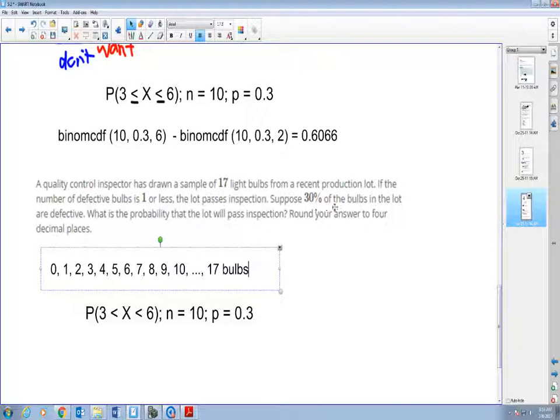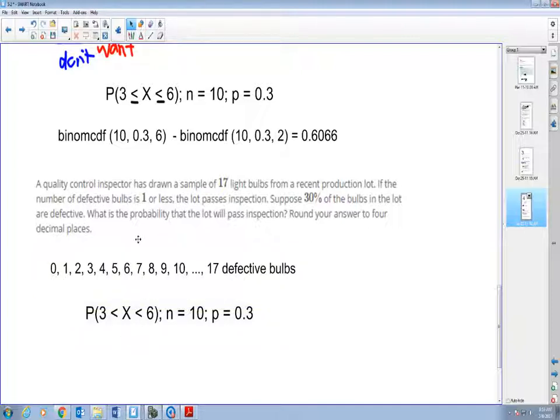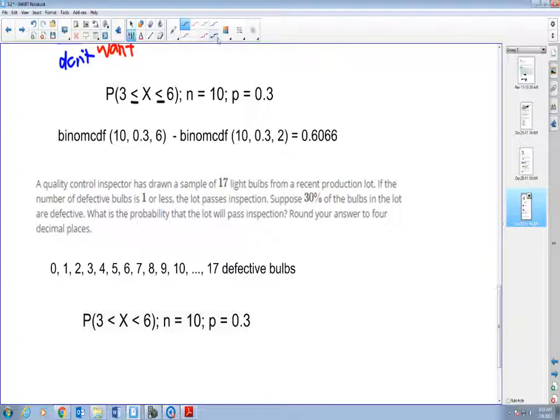So you've got to be careful. This 30% is referring to defective. So 0 to 17 defective light bulbs. Okay, that's the way you look at it. You think about defective light bulbs. If it's 1 or less, that means what I want is 0 all the way to 1. Okay, if it's 1 or less, it passes inspection.